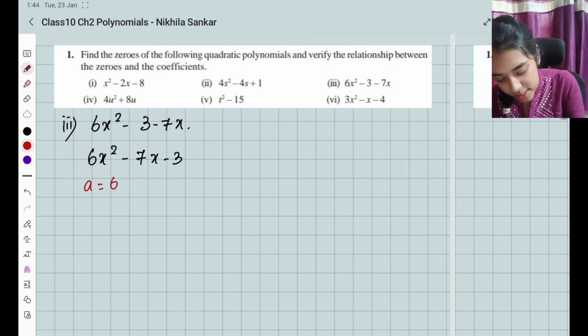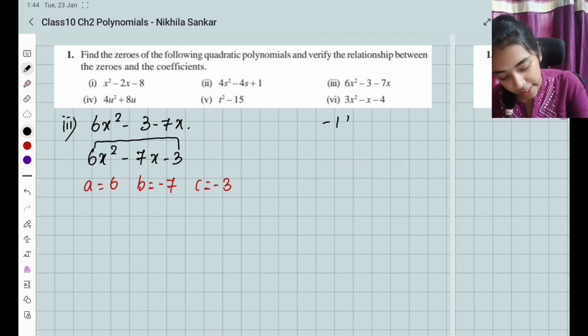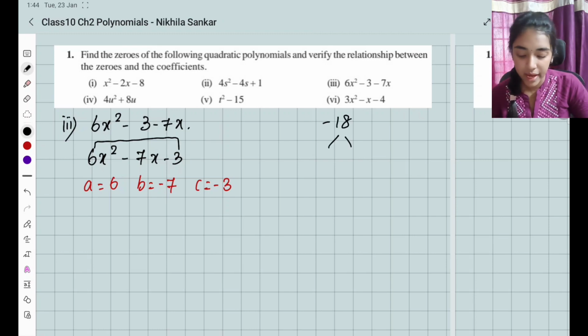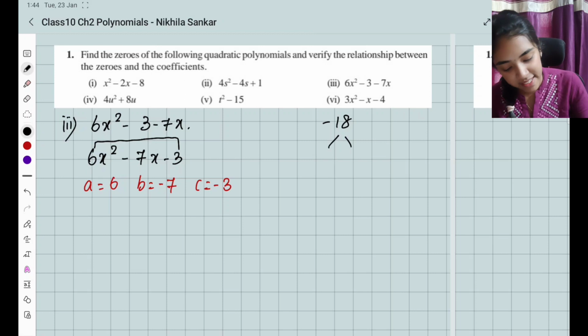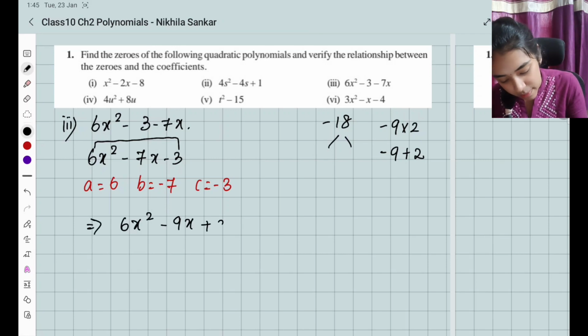So you have a equals 6, b equals minus 7 and c equals minus 3. Okay, so இப்போ நம்மளோட product என்னவா வரணும்? It has to be 6 into minus 3. So minus 18 is the product and the sum has to be minus 7. So minus 7 வேணும்னா you can do minus 9 into 2 is going to be minus 18. Minus 9 plus 2 equals minus 7. So when I split this, I'm going to have 6x square minus 9x plus 2x minus 3 equals 0.